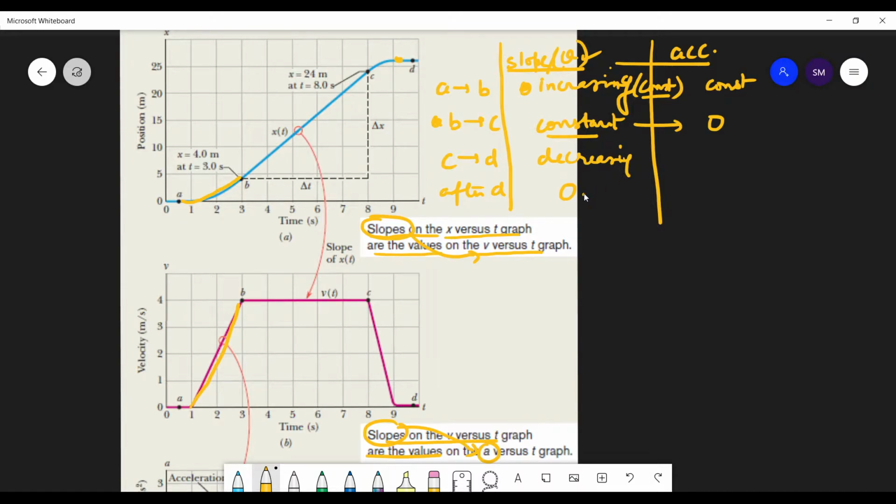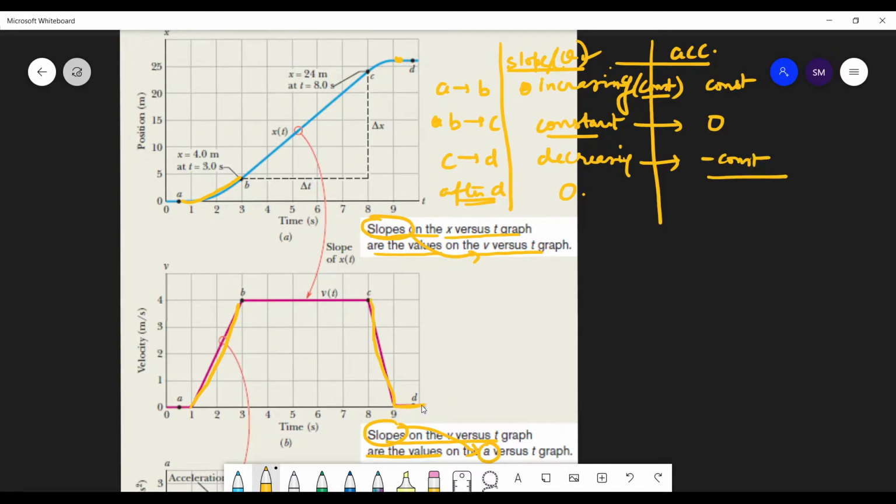Here also, because it was not moving in the x-t graph. So students, you can think of it in any way. Now the slope is decreasing in a constant manner. So acceleration is constant, a negative constant.